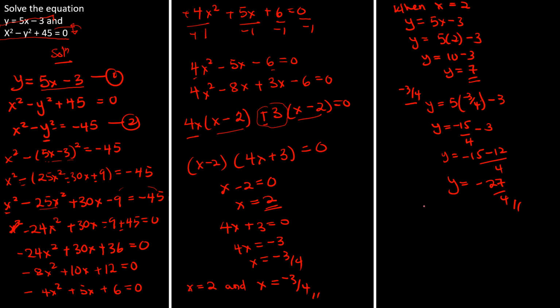So with this, x is equal to 2, while y is equal to 7. x is equal to negative 3 on 4, while y is equal to negative 27 all on 4. If you don't know how I did this, I shared that in my previous videos. Go and watch how I did it, okay? And then from there you get the understanding.